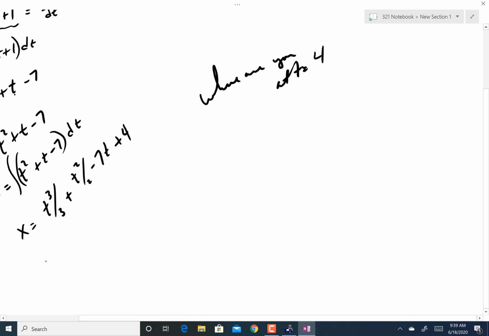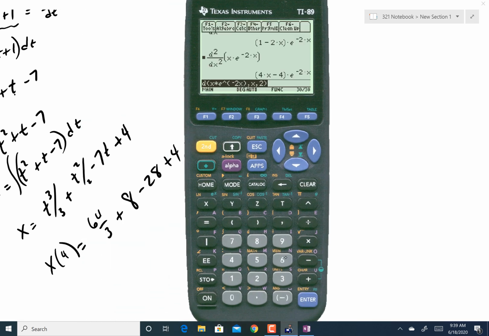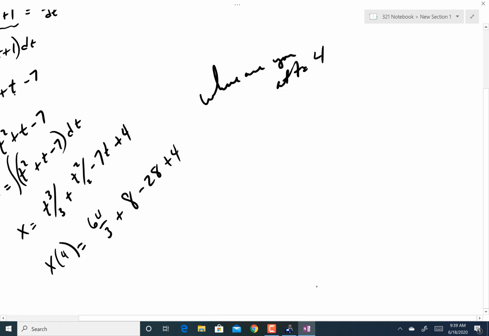You plug that baby into here, you're going to get x of 4 is equal to 64 thirds, whatever that is, plus 16 over 2 is 8, minus 28 plus 4. Need a calculator for that. .333. You are at 5.333. Cool. Okay. And that's kind of how that's going to work.